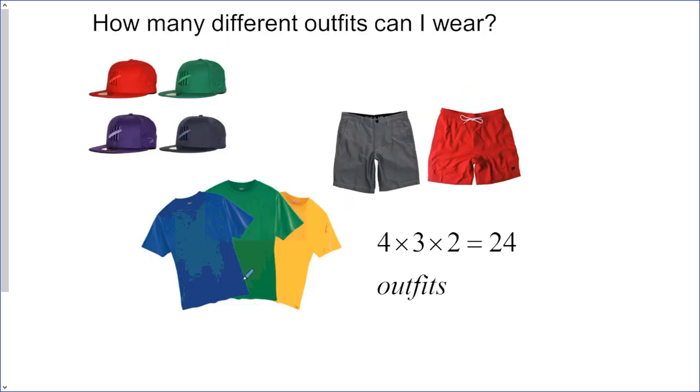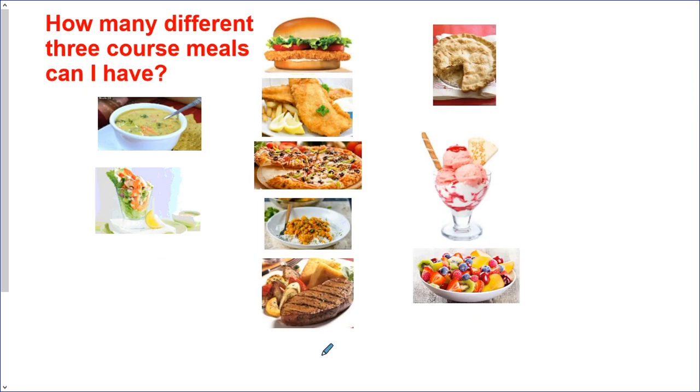If we now put the caps back in, then obviously we would have the 6 that we had previously, but each of those can be worn with any one of these 4 caps. So we'd have a total of 24 outfits. Right, one last sort of example.